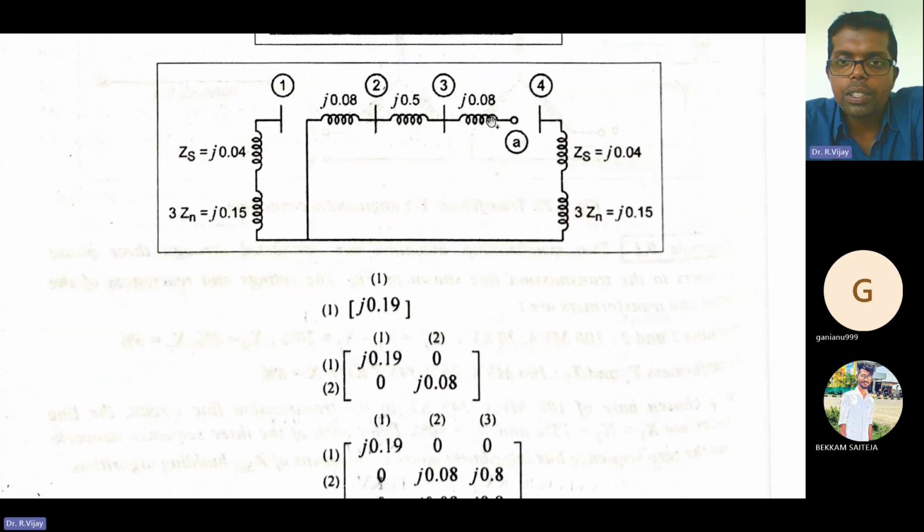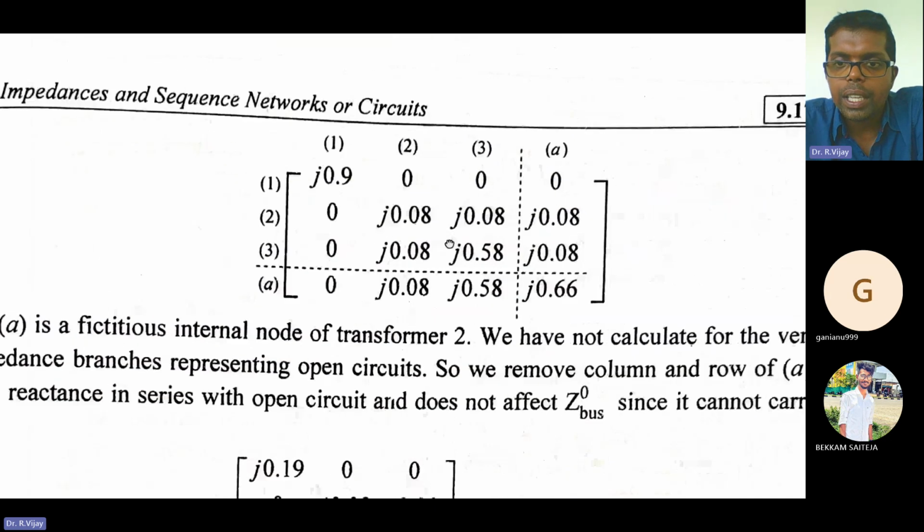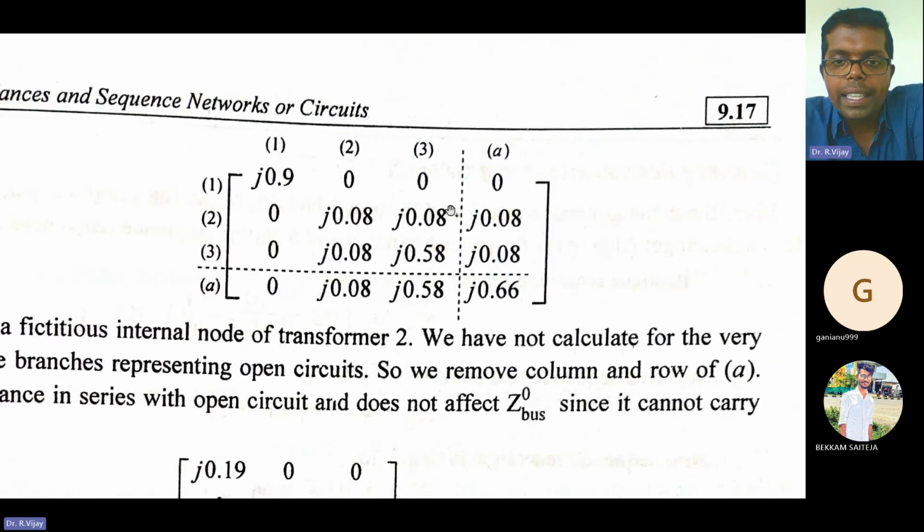Now, what is the another element? J into 0.08. Again, j into 0.08. So here you see the same thing we also did here. J into 0.58. So here the same thing you need to copy paste. What are all the elements coming over here? You need to copy paste here. 0, j into 0.08, j into 0.08.